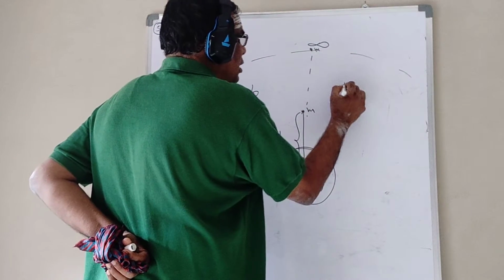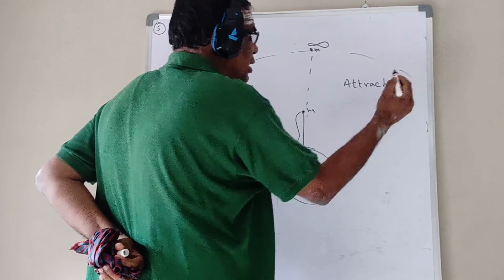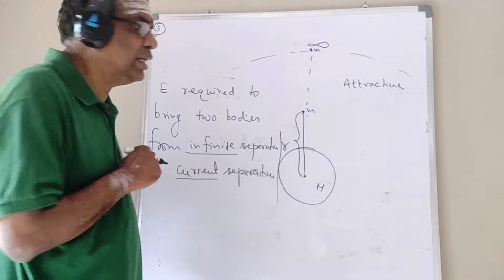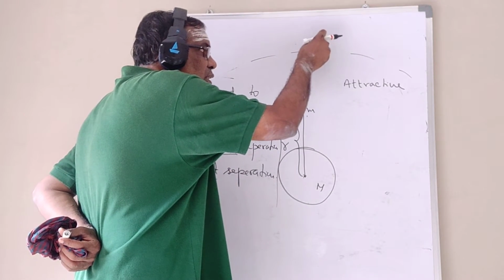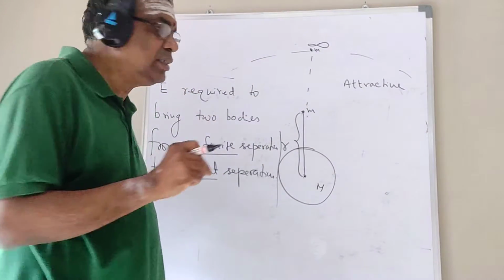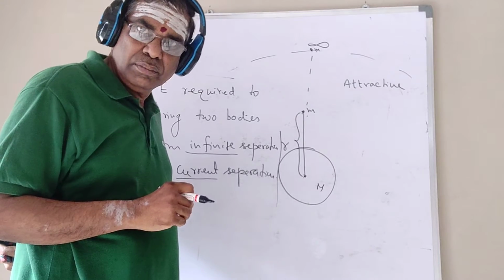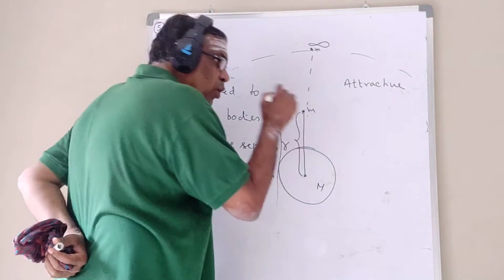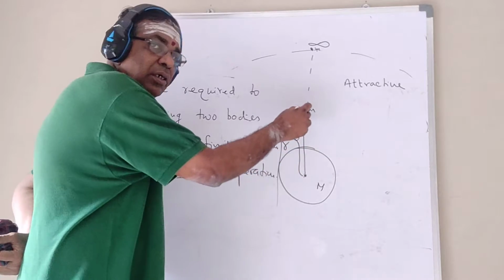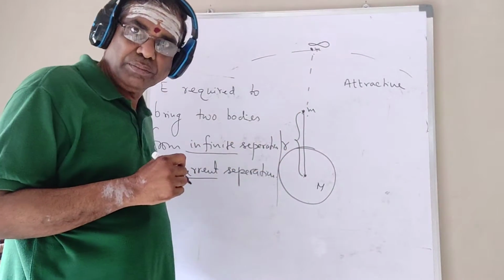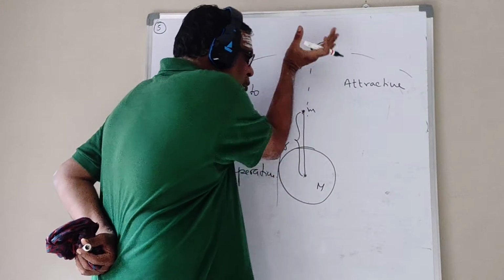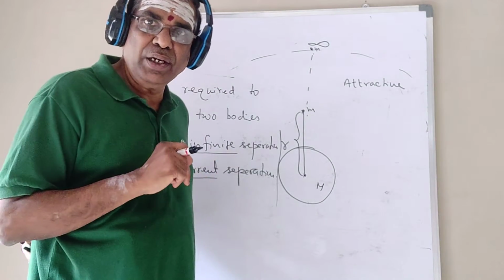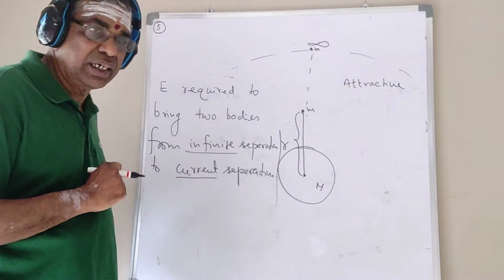First of all, gravitational force is an attractive force. So what do I mean by energy required to bring it? From infinity, if I am just coming into the gravitational influence, then the body would automatically come. You need not spend any energy. On the contrary, if you take a body from current separation to infinite separation, then you have to do work. You have to forcibly take it away from this gravitational force. Therefore, you have to perform work. You get my point? This is very crucial. Try to understand this concept carefully.